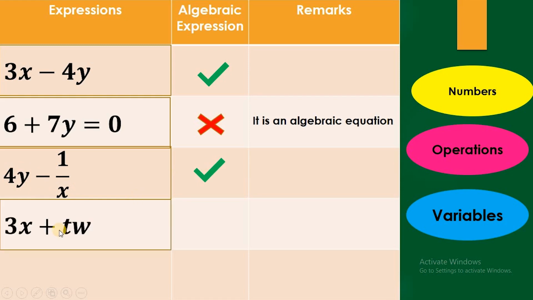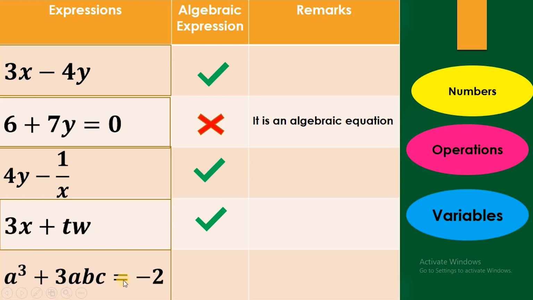Okay, next one: 3x plus tw. Here we have the number 3 and we have the operation addition, and between 3 and x there is a multiplication sign, and between t and w again there is a multiplication. So it is an algebraic expression. Let's move on to the last example: a cube plus 3abc equals minus 2.